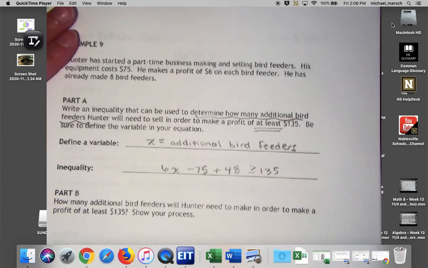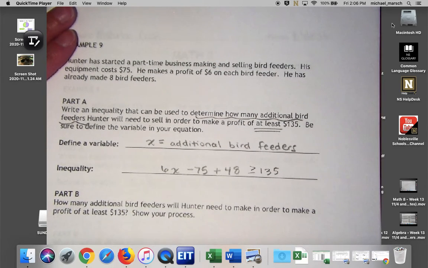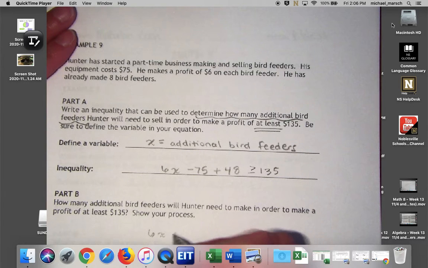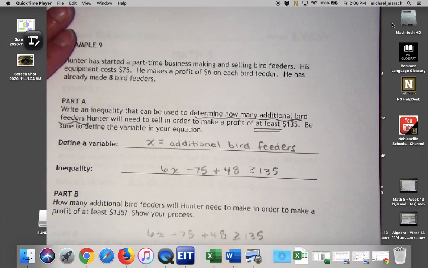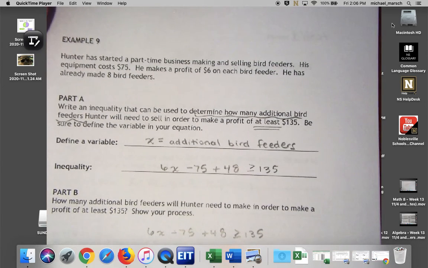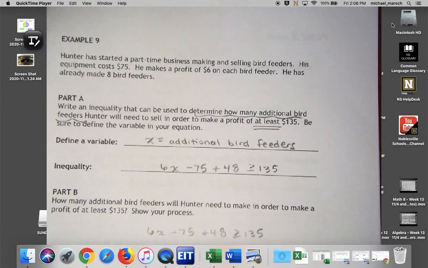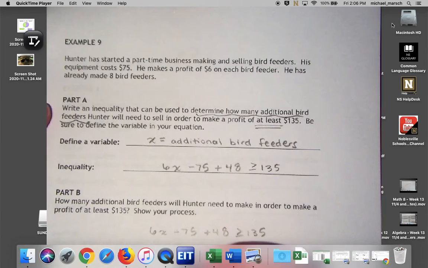Okay, so how many additional bird feeders? All right, so let's go ahead and solve this. So negative 75 plus 48, we get negative 27.